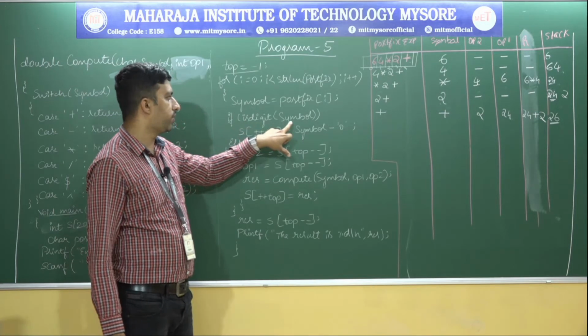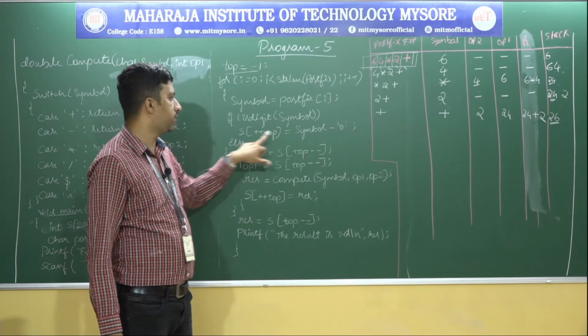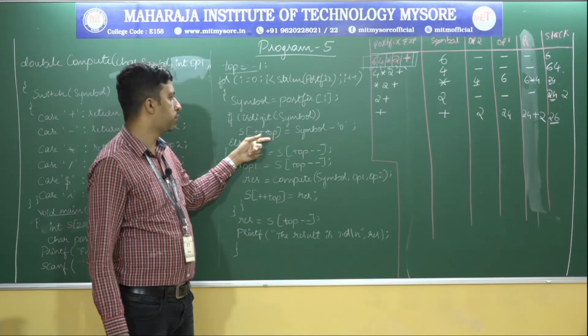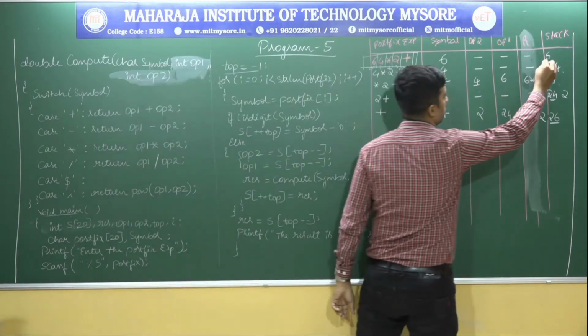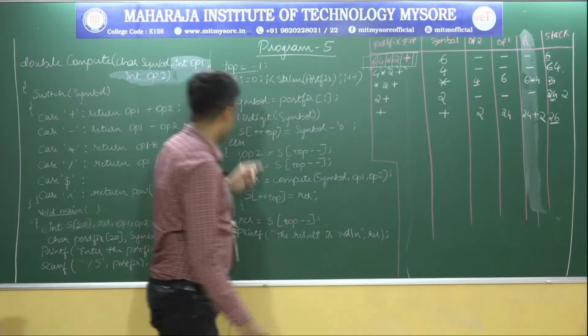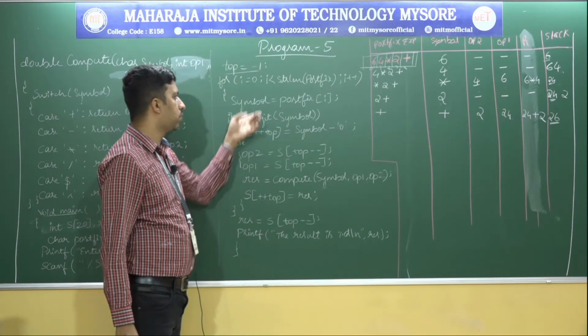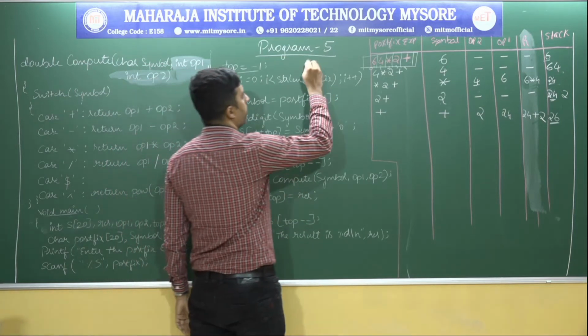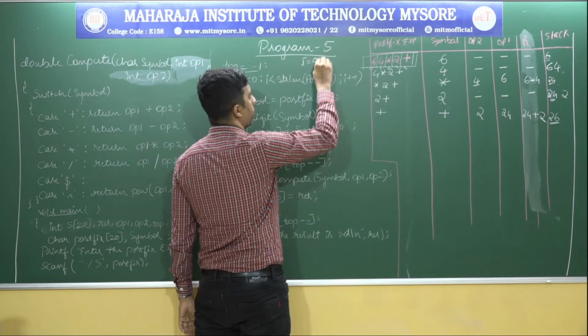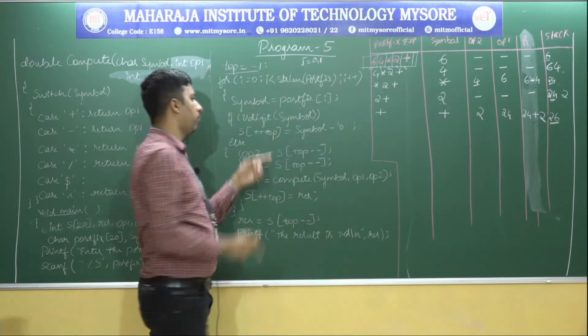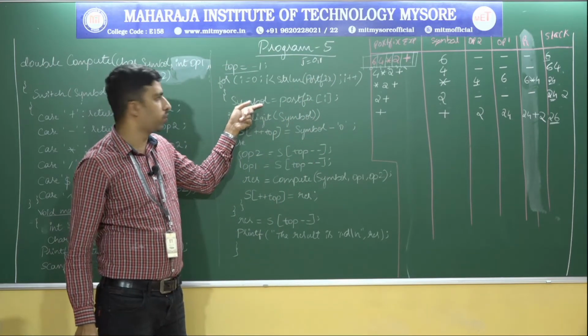First it comes with 6. 6 is a numeric number, so just push it to the stack. See, 6 is pushed to the stack. It is not going to perform the else operation. It goes back and i gets incremented. Previously i was 0, now i is 1, which means 4. 4 is stored as the symbol.